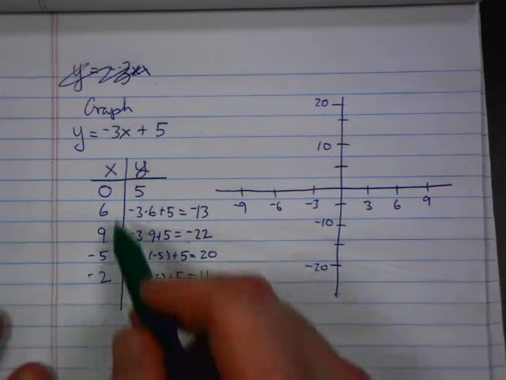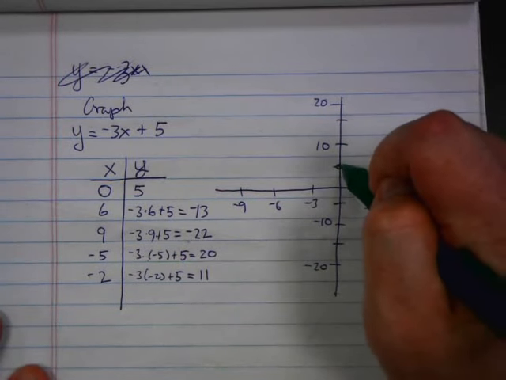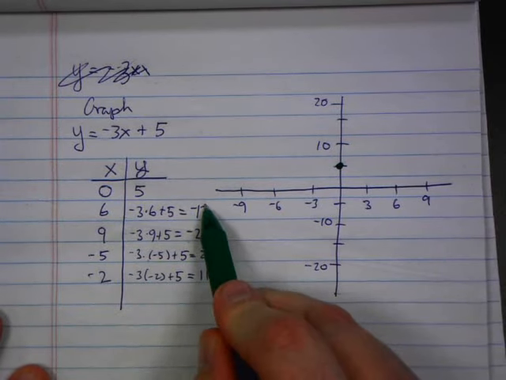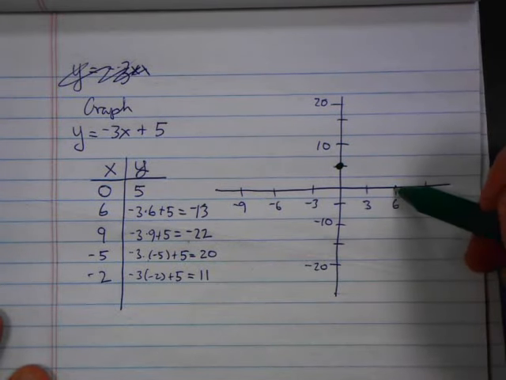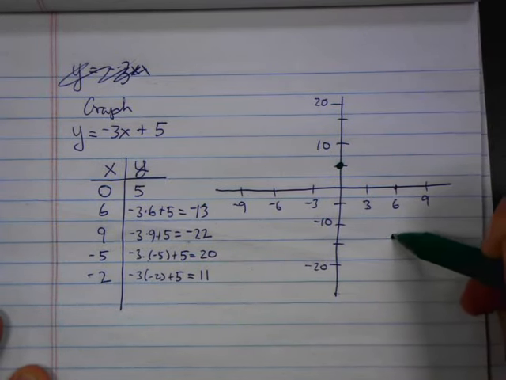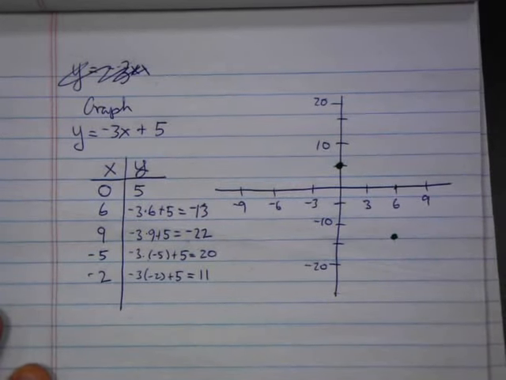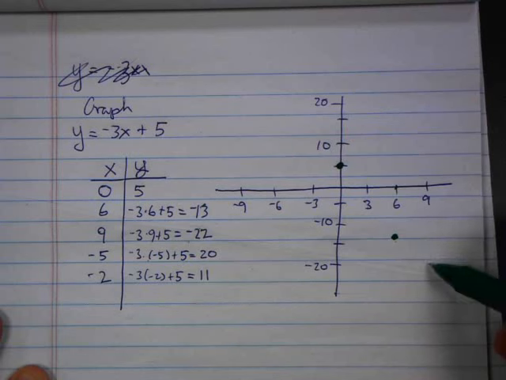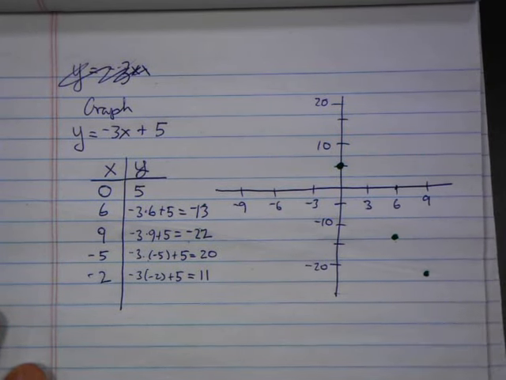Okay, so 0, 5, there's our y-intercept. 6, -13. So here's 6, and that would be -15, so I've got to go up just a little bit, right about there. 6, -13. 9, -22. 9, -20, just a little further. That looks good. They still look like they're lined up.